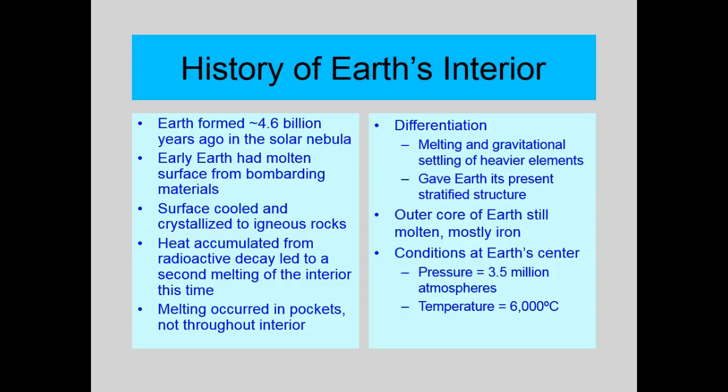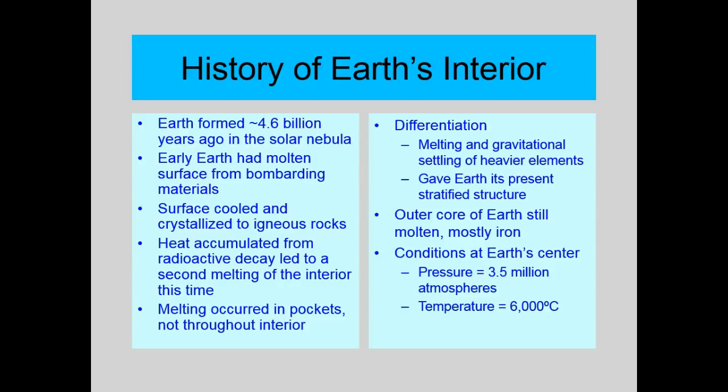History of the Earth's interior. Okay, we think the Earth was formed about 4.6 billion years ago. The Sun was formed about 5 billion, maybe 5 point something. So the Earth formed a little bit later from the solar nebula, that cloud of stuff from all the activity of the sun blowing up and sending out material. Finally, the Earth formed about 4.6 billion years ago, probably most of the solar system about that time.